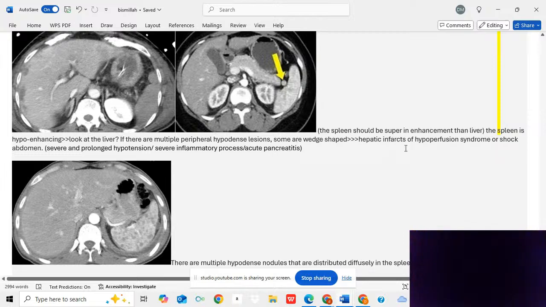You need to know that hypoperfusion syndrome could be due to hypotension, due to severe and prolonged hypotension, due to a severe inflammatory process, and you need to check for these signs in acute pancreatitis. It is a severe inflammatory process that leads to persistent and prolonged hypoperfusion of the body.